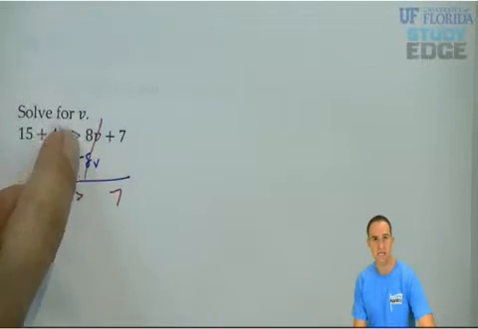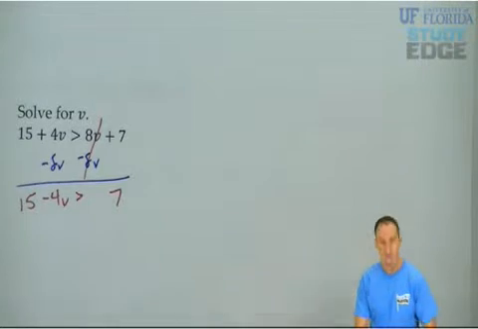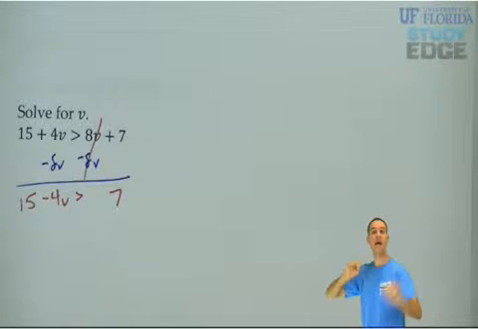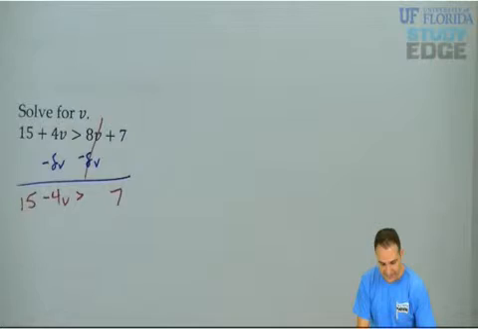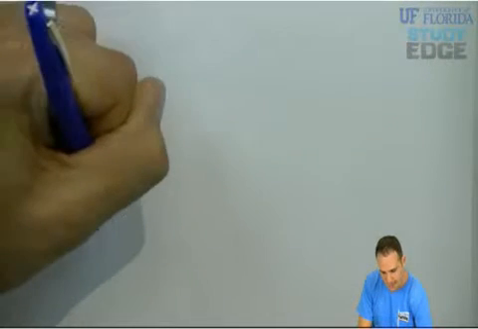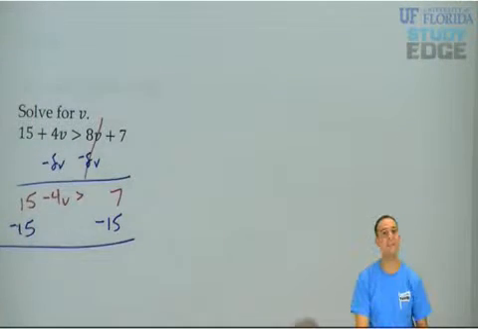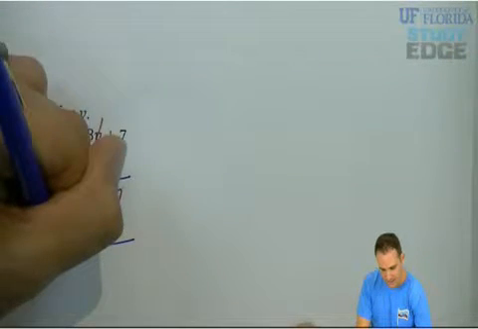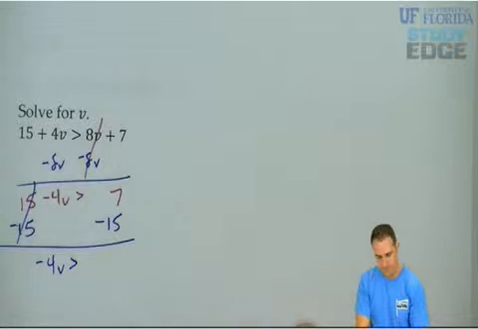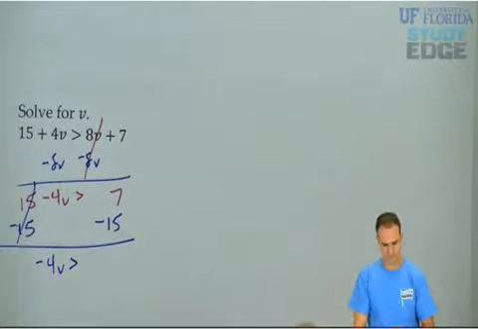In this case, the line is the inequality. I moved my variables to one side, now I'm going to move my numbers to the other. Instead of adding 15, I'm going to subtract 15 from both sides. 15 minus 15, simplify. Negative 4v is greater than 7 minus 15.